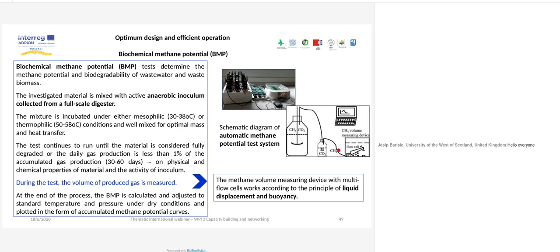The desired component is the methane. CO2 is retained here, still remaining here. At the end of the BMP test, the biochemical methane potential is calculated and adjusted to standard temperature and pressure under dry conditions, and the accumulated methane potential curves are plotted.